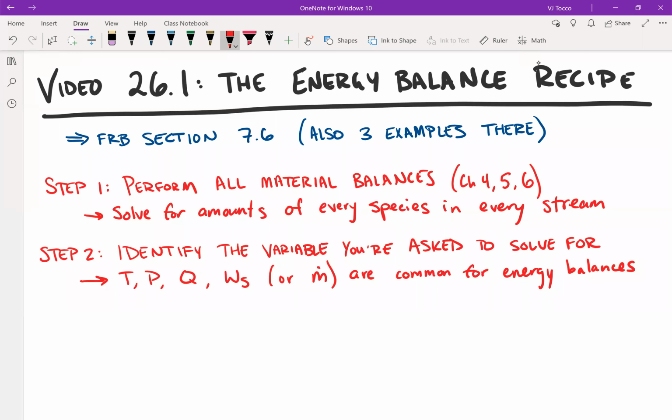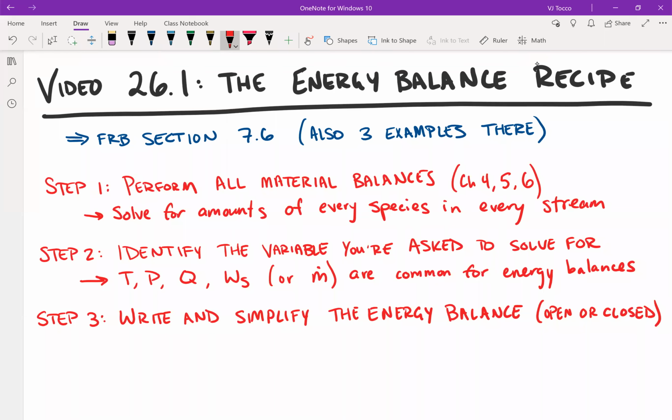Once again, here, reading the problem statement is absolutely critical to your success. If you're unclear, reread the problem statement. Never stop rereading the problem statement if you keep having questions. Step 3 is to write and simplify the energy balance for the open or closed system. So first you have to identify whether or not your system is open or closed, and primarily we'll be dealing with open systems, but we may see some closed systems when we're starting out.